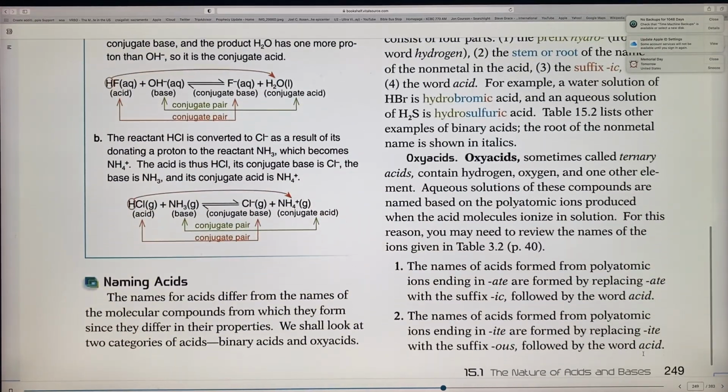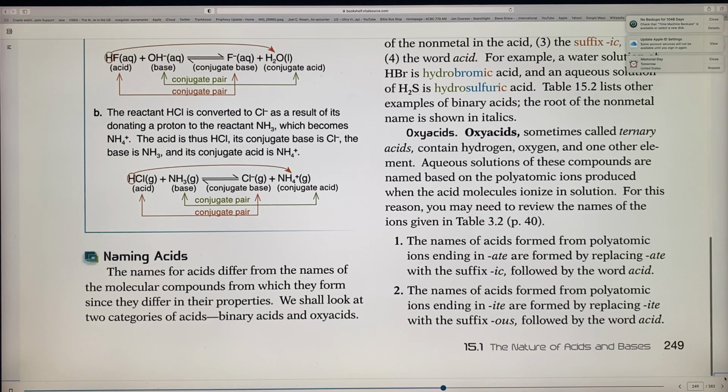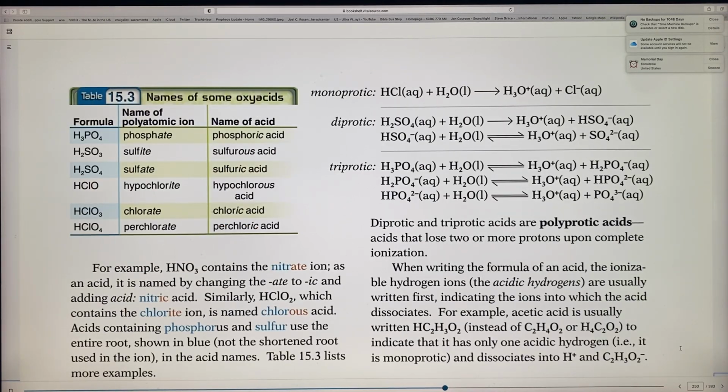But then we also have oxides, or polyatomic ions that have oxygen in them. These are listed on the table on page 40. You can go back there. They're called oxyacids because they have oxygen in them, and here are some examples. This one has all of these elements in the molecule, and we call it phosphate. We call this one with the SO4 sulfate. This is called sulfite. So how do we change these to the acid?